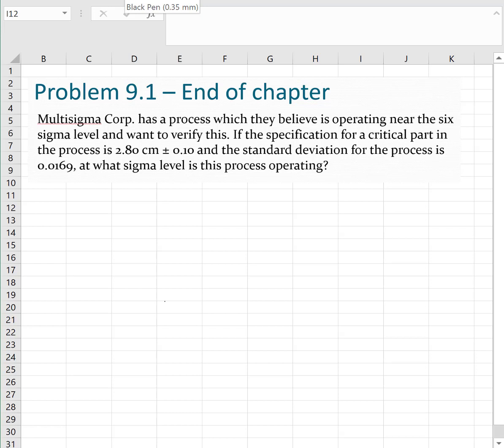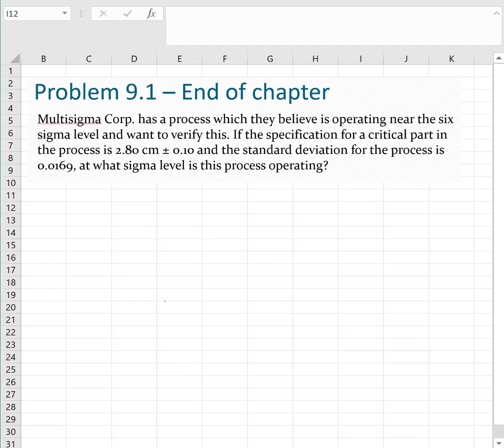It says Multi-Sigma Corporation has a process which they believe is operating near the Six Sigma level and want to verify this. If the specification for a critical part in the process is 2.8 centimeters plus or minus 0.1 and the standard deviation for the process is 0.169, at what sigma level is this process operating?